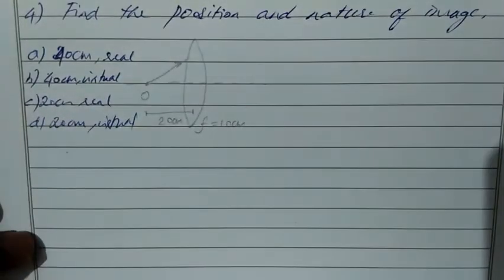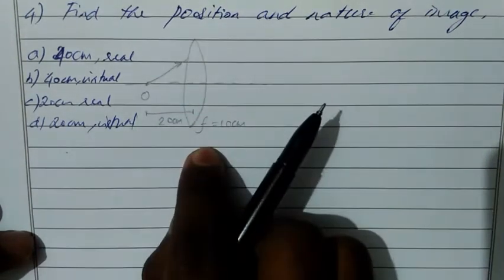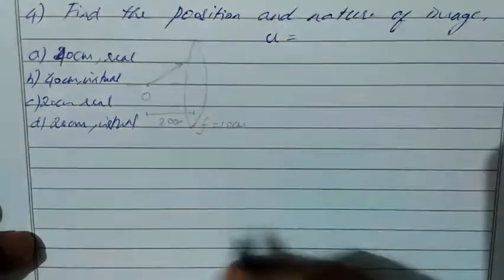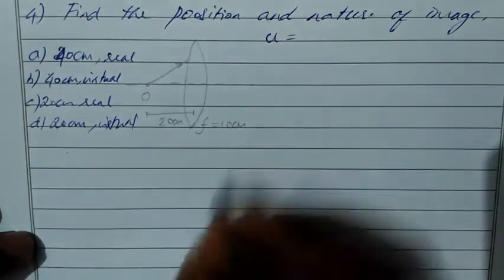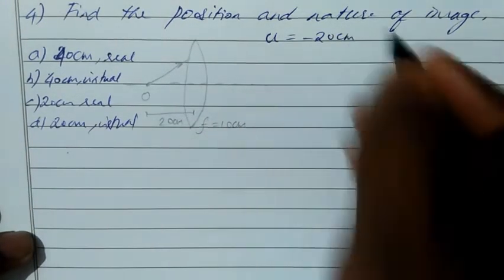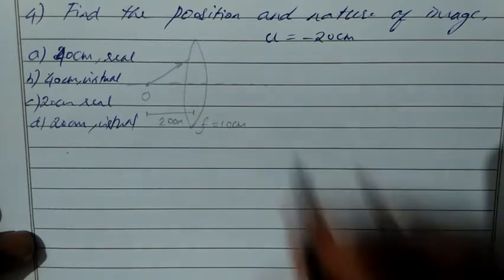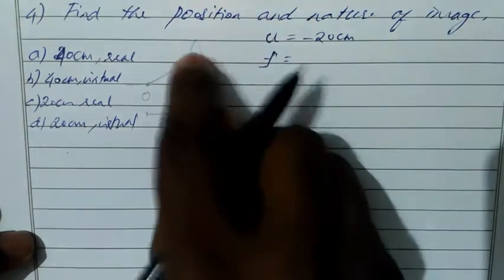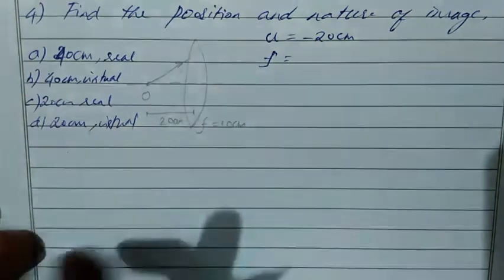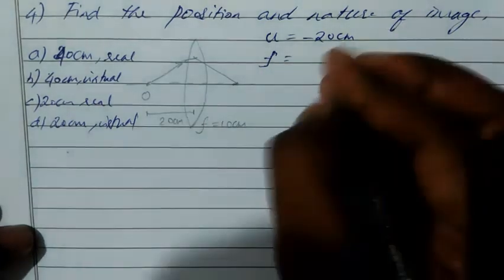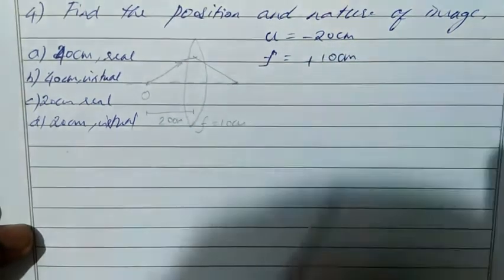Next problem, find the position and nature of image. Position means we have to find the distance of image. Okay, image distance. So what are the given data? Convex lens is given, and then object distance is given. So write the given data, object distance, which is in opposite to the incident ray, which is in left side. So for left side we take minus 20 centimeter. Okay, then focal length given. For focal length, which is in right side for convex lens, so we have positive 10 centimeter.